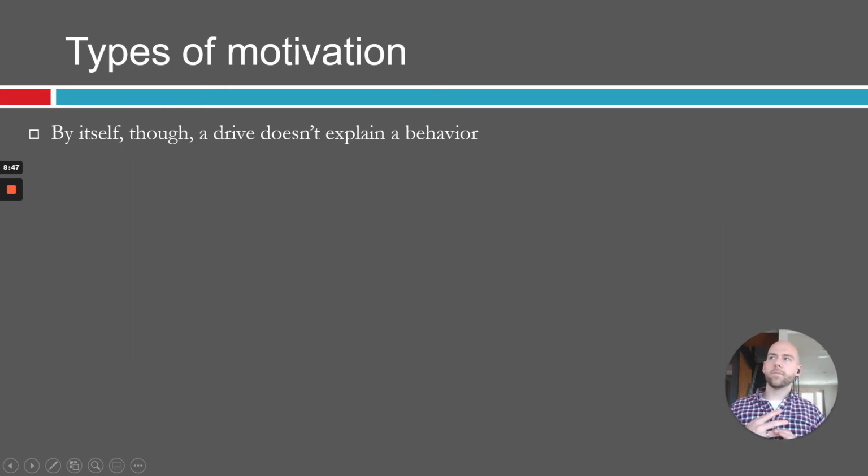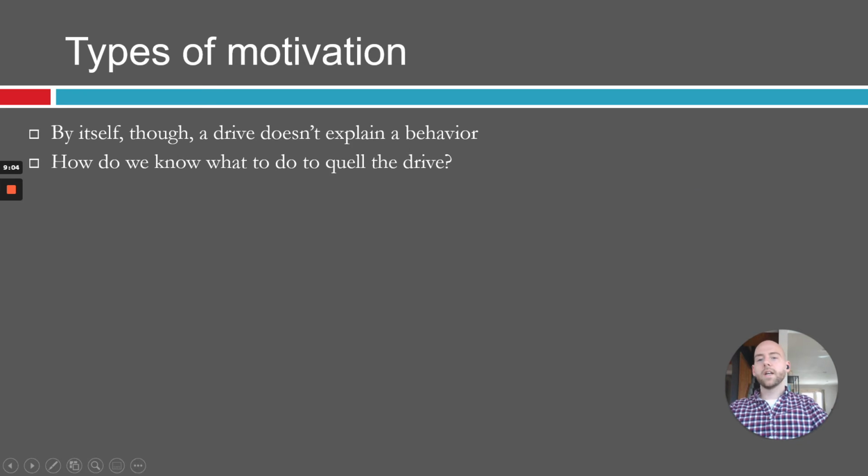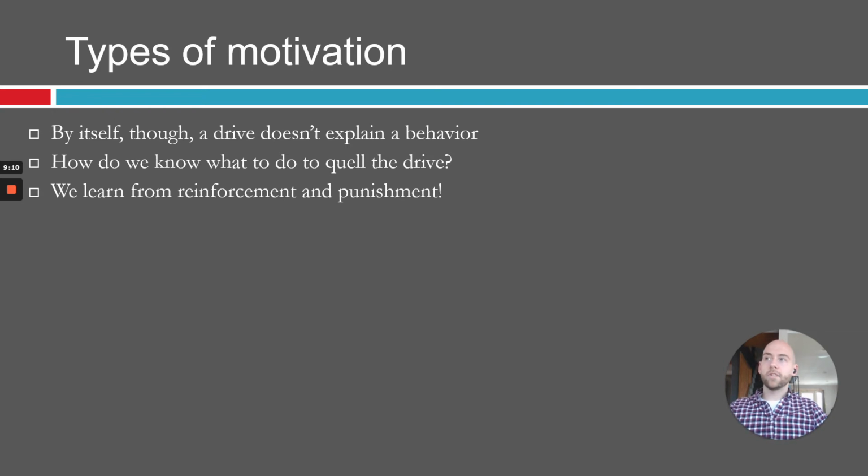But just a drive by itself isn't always going to be able to explain a behavior. We need to think about the types of reinforcement that are going on. It's not always about homeostasis. Sometimes it's about enjoyment. There are a lot of other things that are going on. So how do we learn how to get a drive satisfied and maintain homeostasis? Well, we learn how to do this in the same way that we learn anything else.